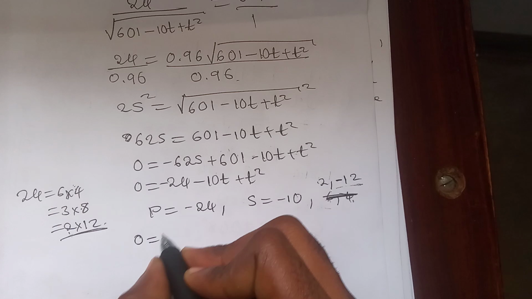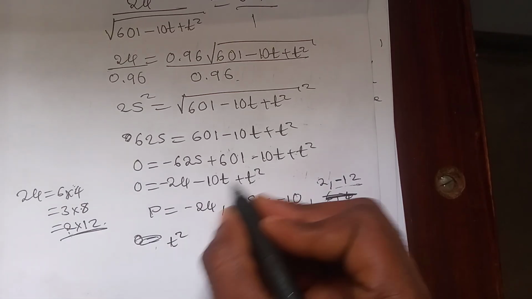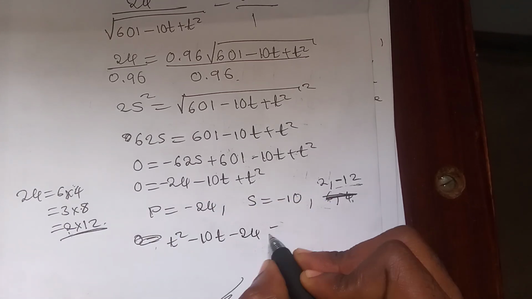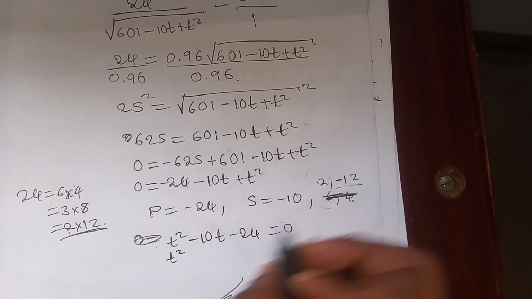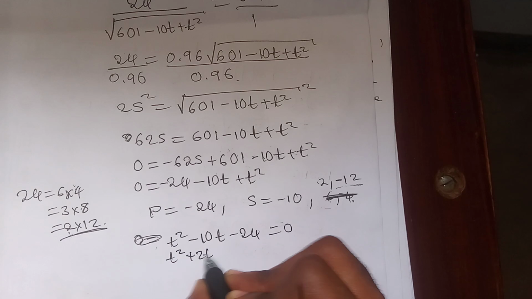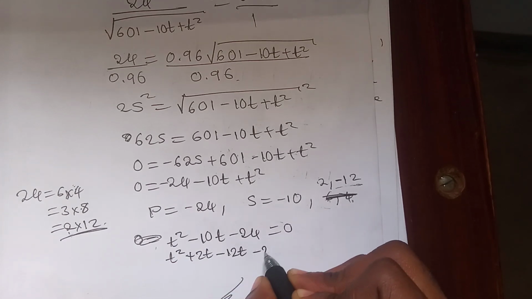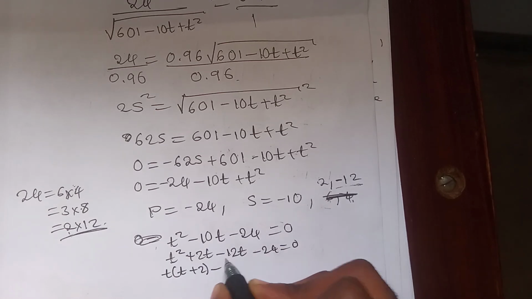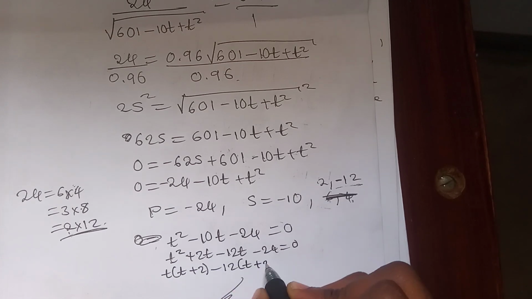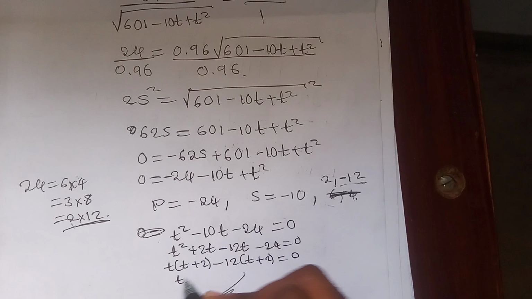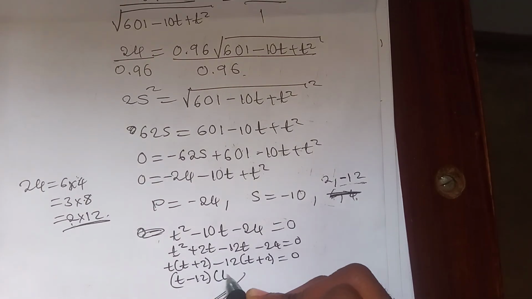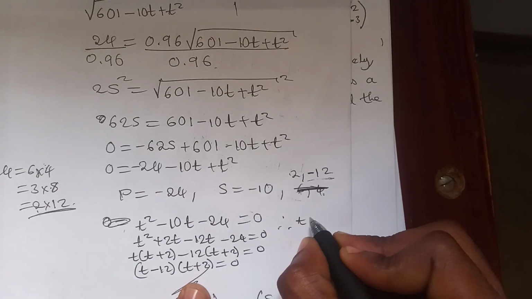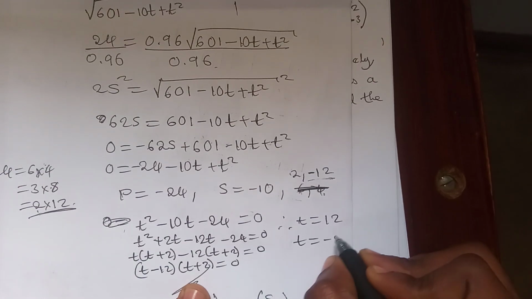So you can say 0 is equal to, let me just write them this side, t squared minus 10t minus 24 is 0. So I have t squared, I'll start with plus 2t, then minus 12t minus 24 is 0. And then you can factor the t out, t plus 2, you factor the 12 out, you have t plus 2 is 0. So this one will be t minus 12, then t plus 2 is 0. So we can therefore conclude that t is either 12 or t is minus 2, and you're done.